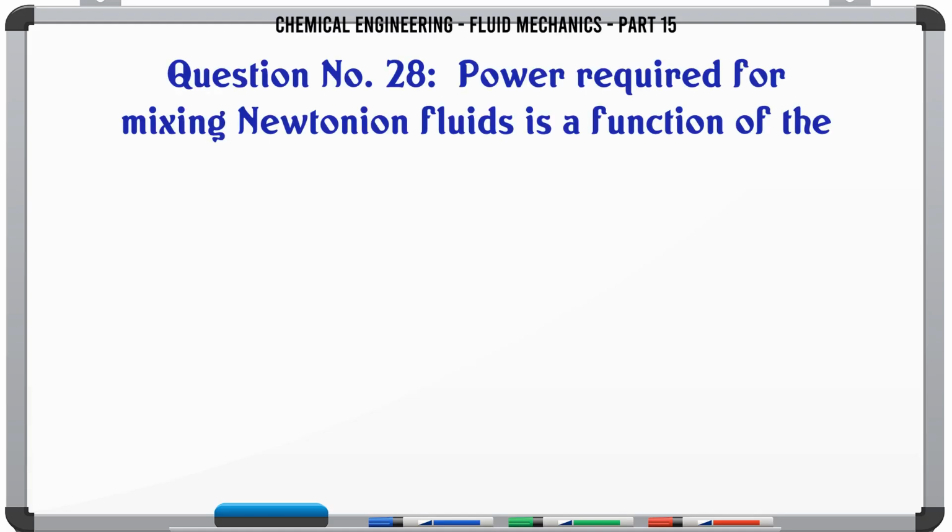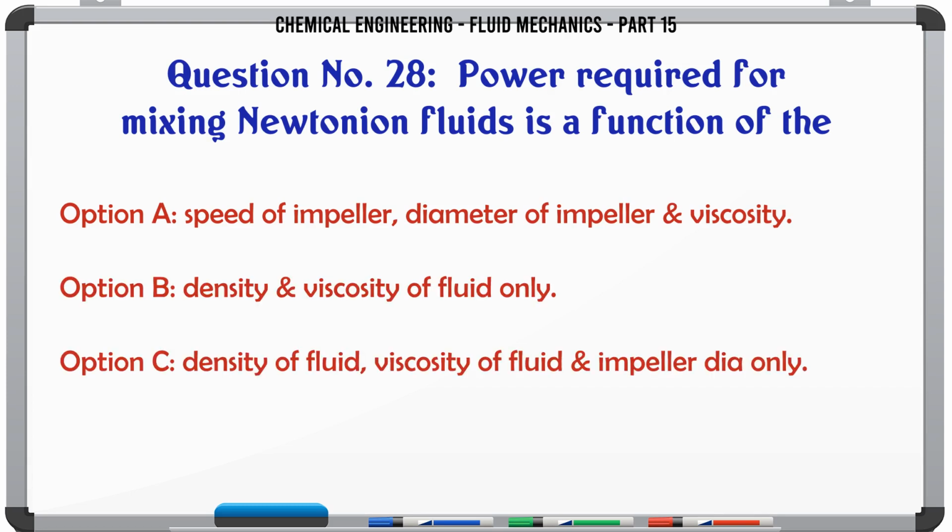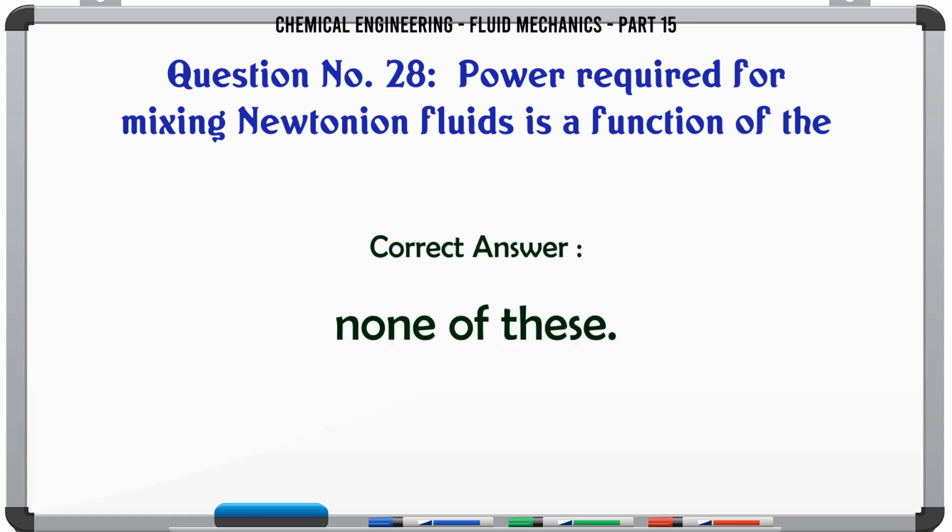Power required for mixing Newtonian fluids is a function of the A. Speed of impeller, diameter of impeller, viscosity, B. Density, viscosity of fluid only, C. Density of fluid, viscosity of fluid, impeller diameter only, D. None of these. The correct answer is none of these.